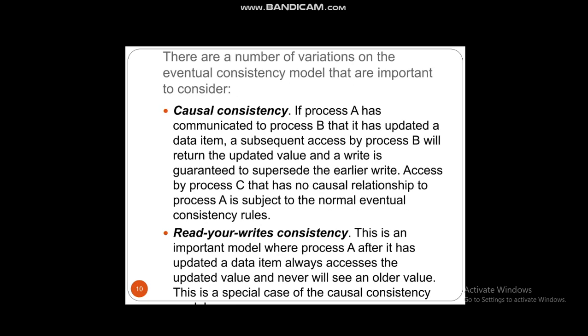There are a number of variations on the eventual consistency model that are important to consider. Causal consistency: if process A has communicated to process B that it has updated a data item, a subsequent access by process B will return the updated value, and a write is guaranteed to supersede the earlier write. Access by process C that has no causal relationship to process A is subject to the normal eventual consistency rules.